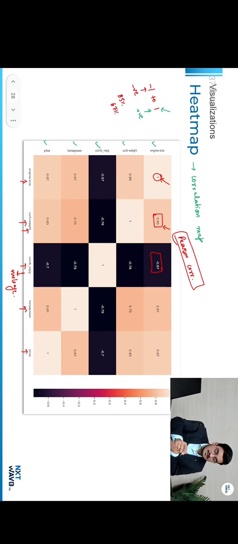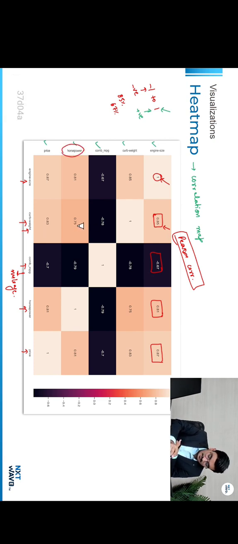Similarly, engine size and horsepower has a positive correlation, which depicts that as the engine size increases, the power of the car will also increase. And as the engine size increases, the price of the car will also increase. Similarly, we can identify the relationship between each and every variable with each other. We can also see the relationship between horsepower and the weight of the car. So there is a positive relationship of 0.75. This is all regarding the visualizations.